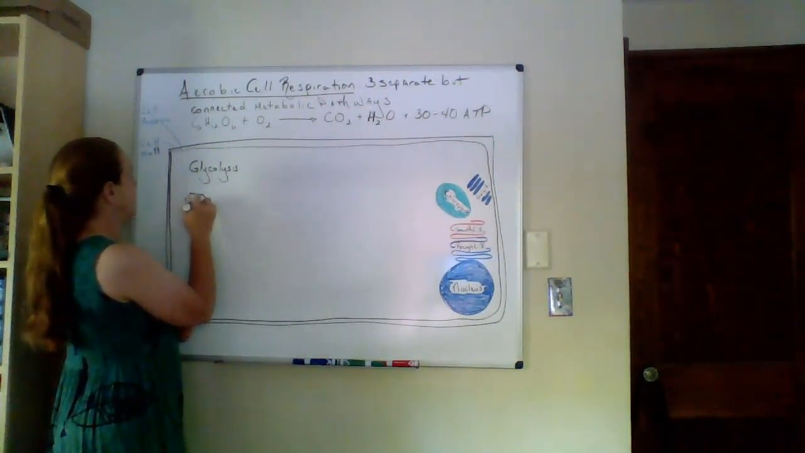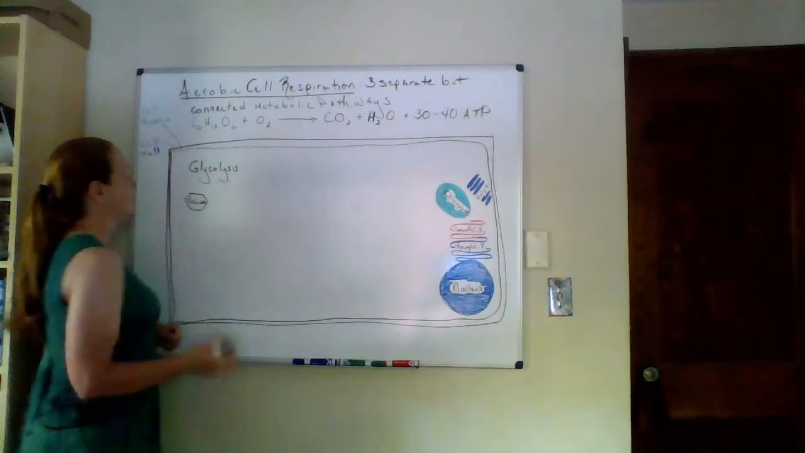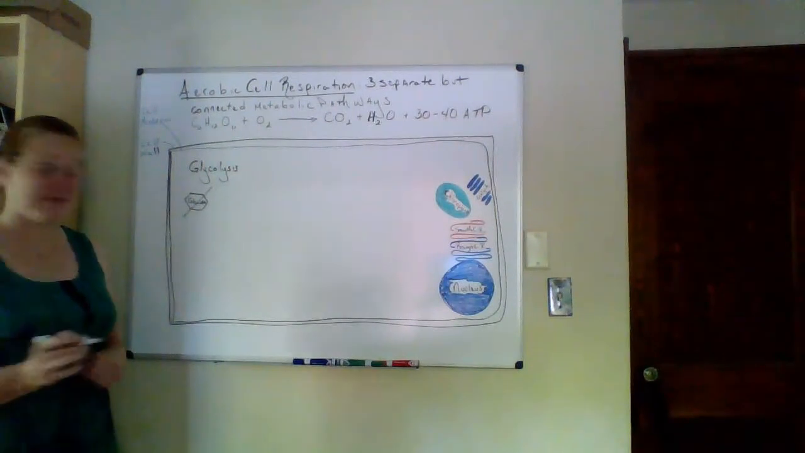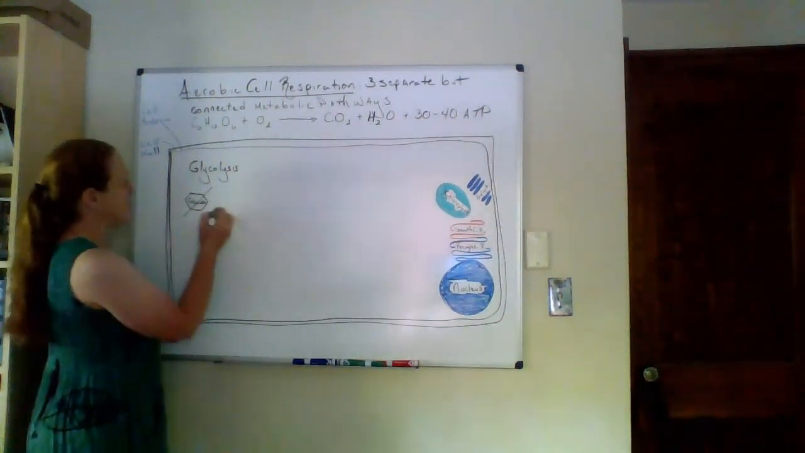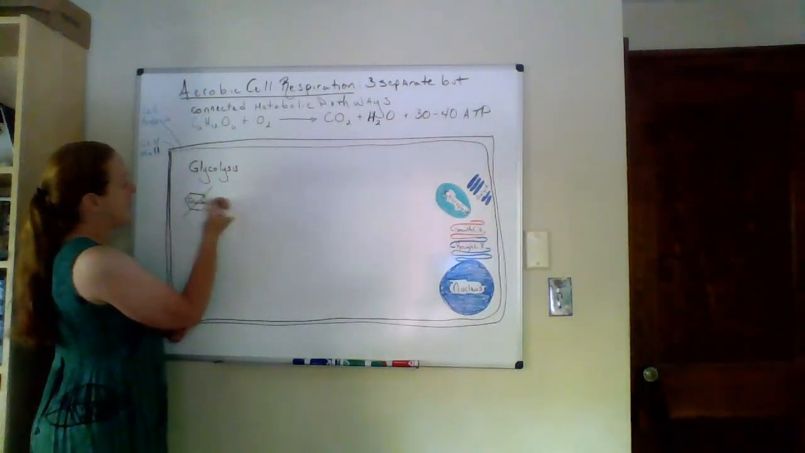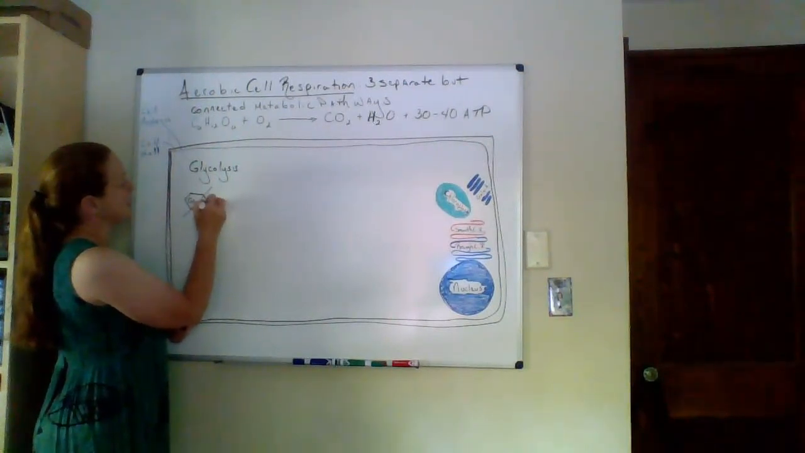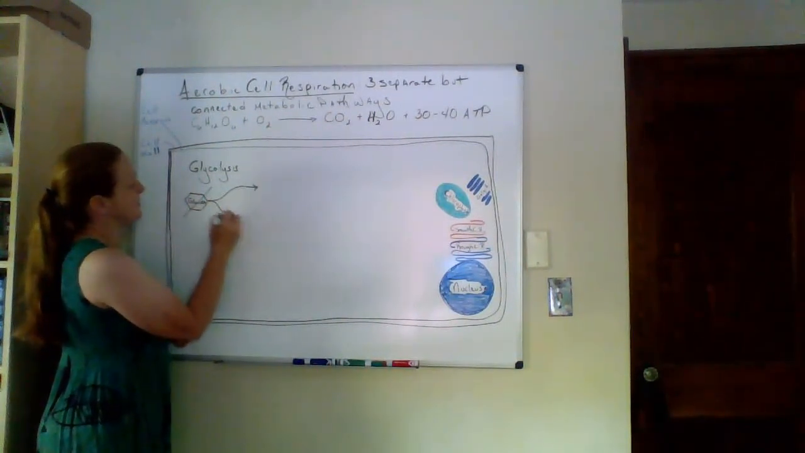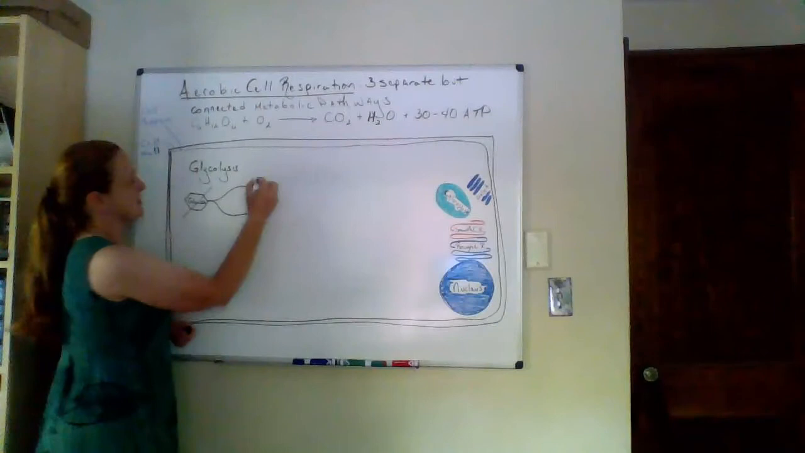So I'm going to draw a little glucose molecule, and I'm going to split it in half. This is going to require ATP energy. Our enzymes are going to take that broken glucose and eventually turn it into 2 molecules of pyruvate.